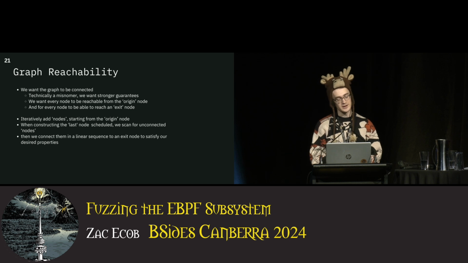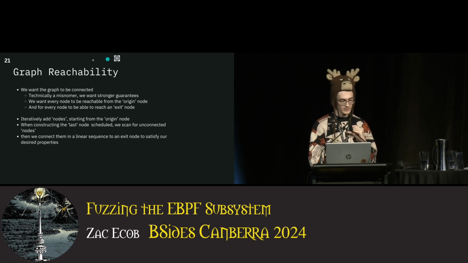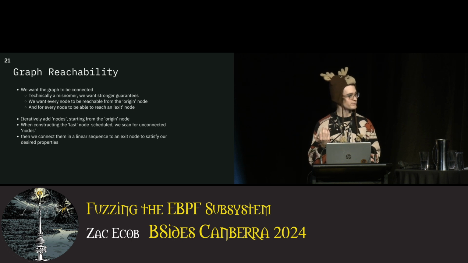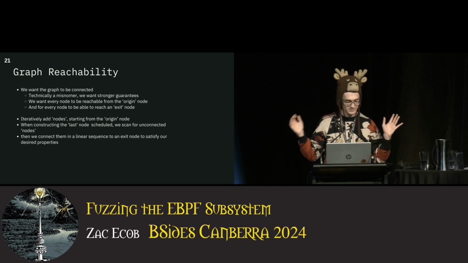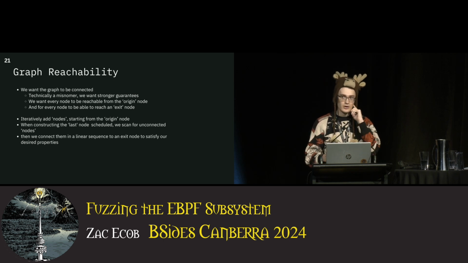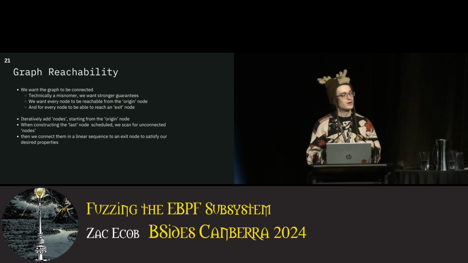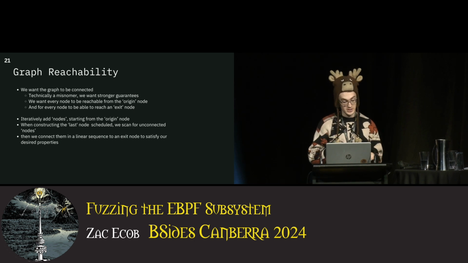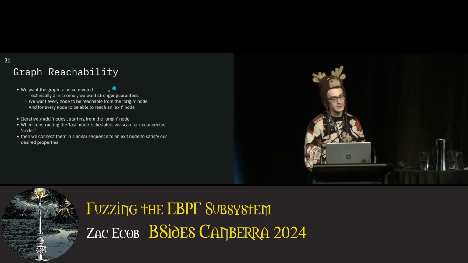We want the graph to be connected, except that's technically a misnomer. We do want stronger guarantees. We want every node to be reachable from the origin node, which is literally the node that has instruction 0 in it, because we always start executing at the first instruction. Kind of, there's weirdness going on, but that's out of scope. And for every node, we want to be able to reach an exit node. So that is talking about having all of our code be reachable and all of it terminate. And yeah, these things are stronger than just connection.